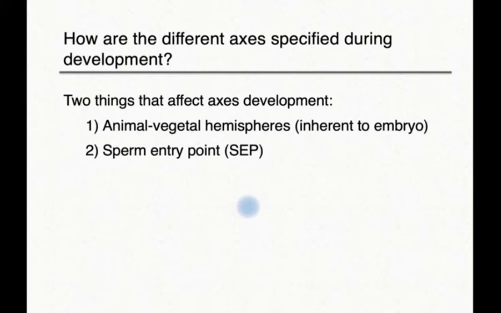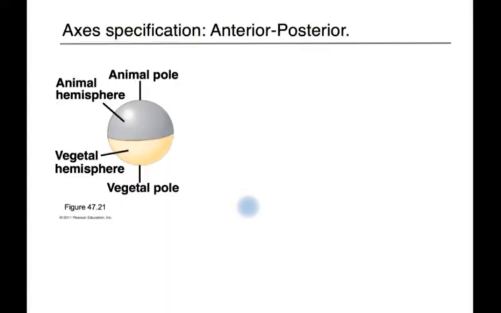And the second thing is the sperm entry point. Where the sperm actually comes into the egg is important for setting off a chain of events that helps define axes. Here's a drawing of an egg. It's a sphere and there are two main hemispheres. That's the main division. You have the animal hemisphere, which is the top half, shown gray here, and the vegetal hemisphere, which is the bottom half, shown yellow here.